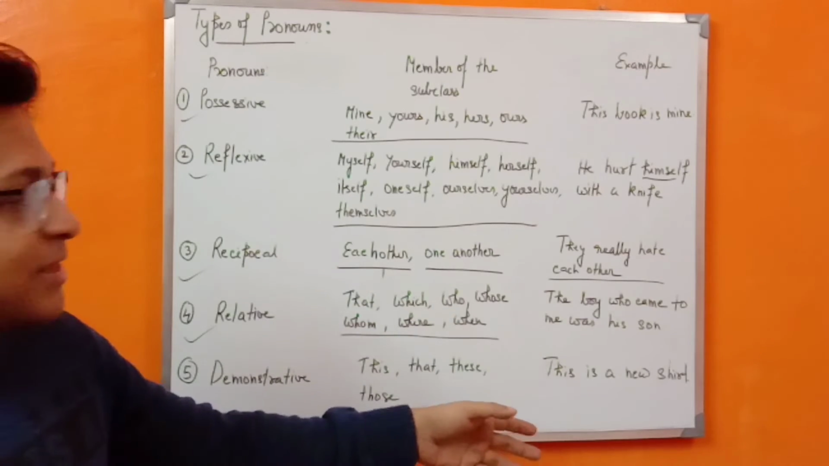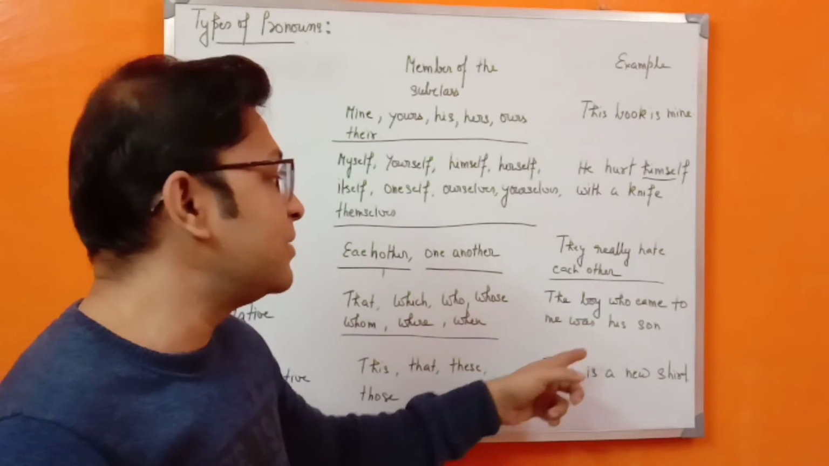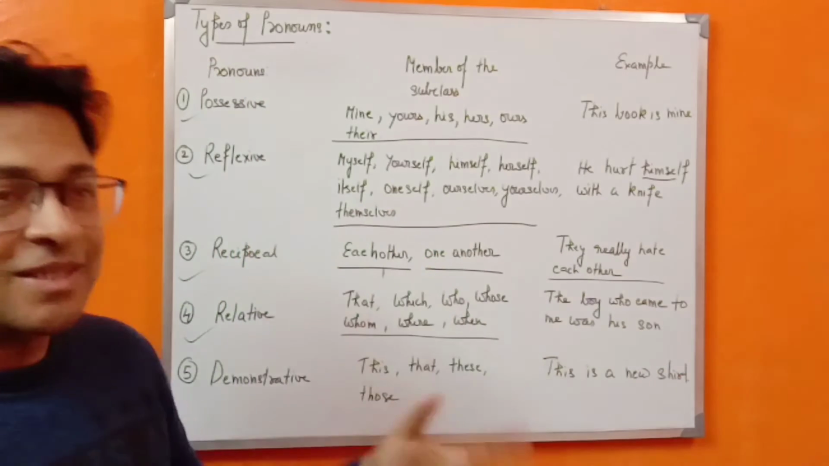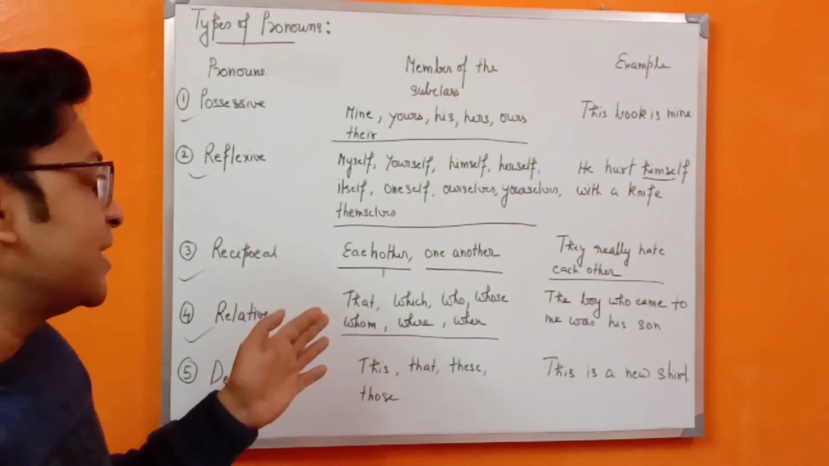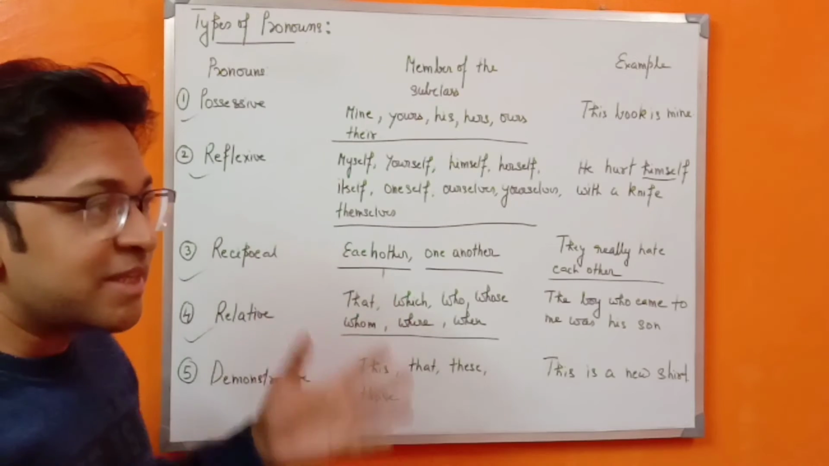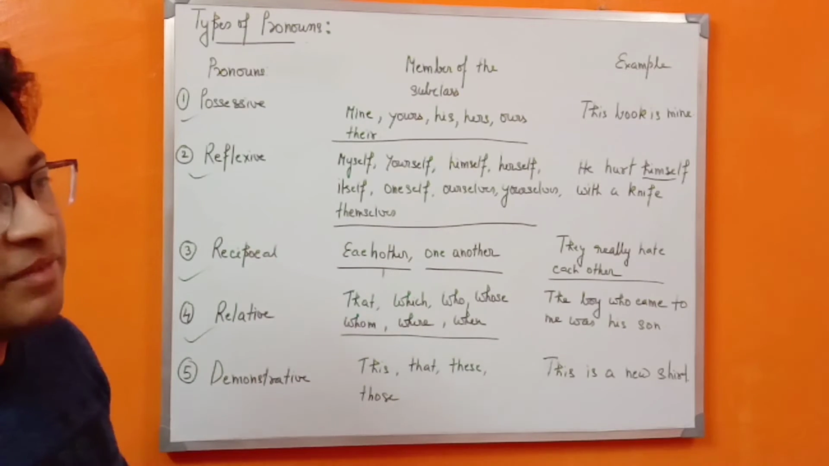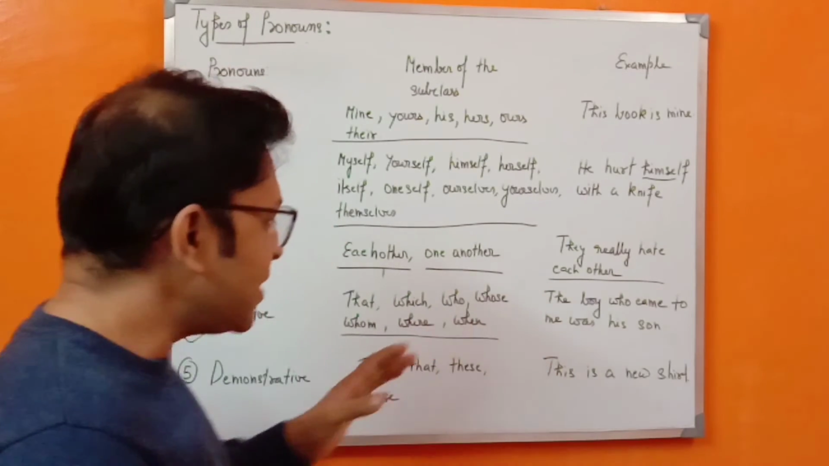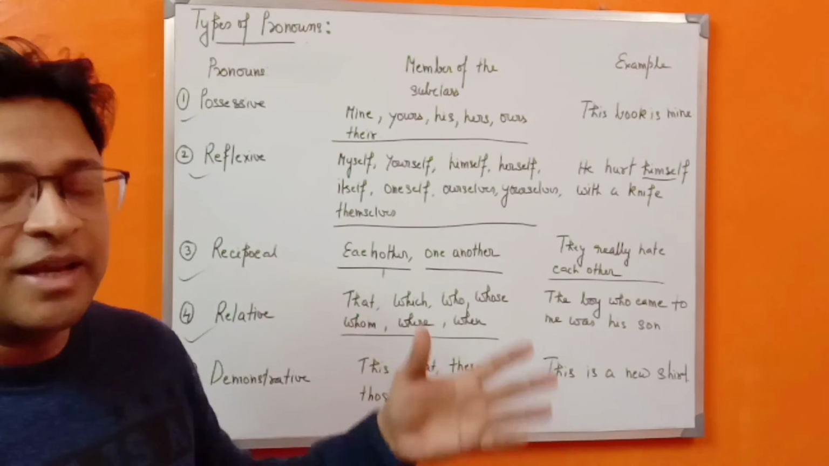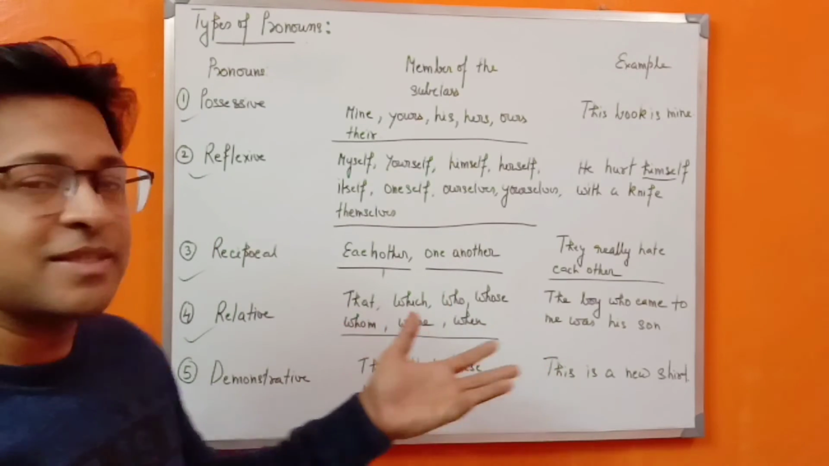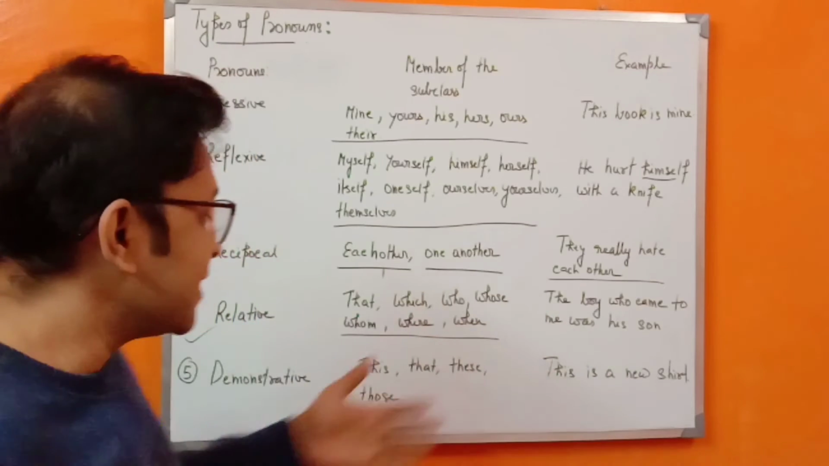How are they used in a sentence? The boy who came to me was his son. The place which we have seen in the picture is a very beautiful place. So this is the way in which you can use them in a sentence.